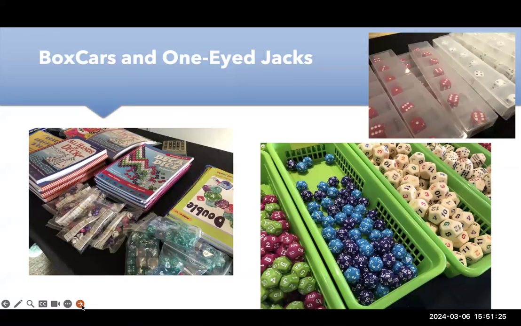Again, the Boxcars and One Eyed Jacks, many of you will be familiar with these. There's the shakers at the top right there. And we have shaker kits for both primary and intermediate at the DRC. So you can get kits that have a class set of 30 shakers, as well as books with all sorts of games that you can play. And again, really focusing on number sense and computational fluency.